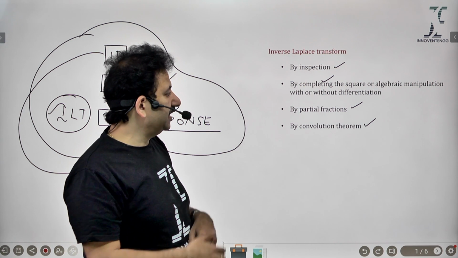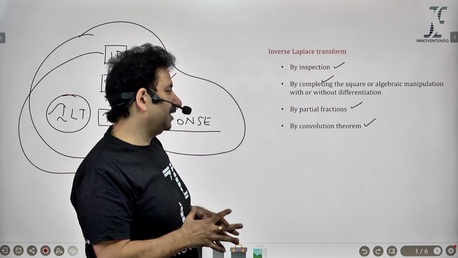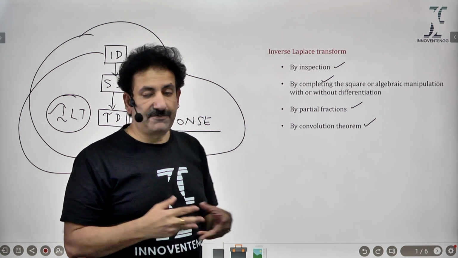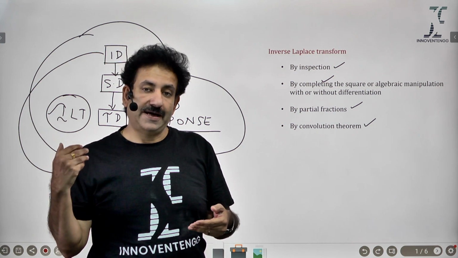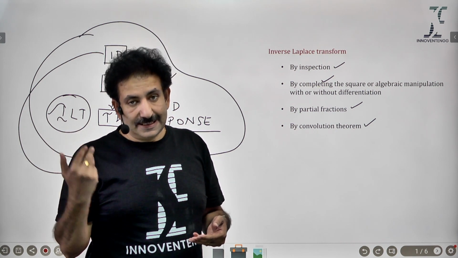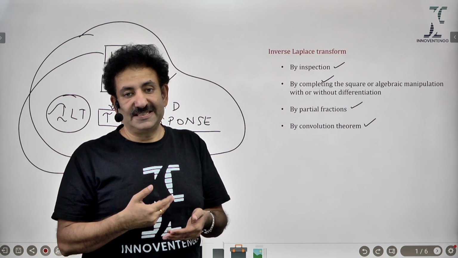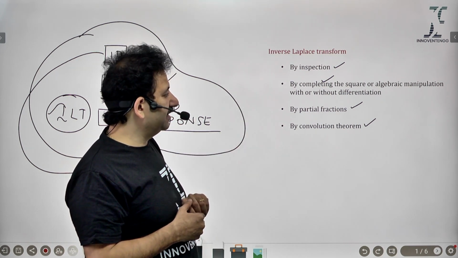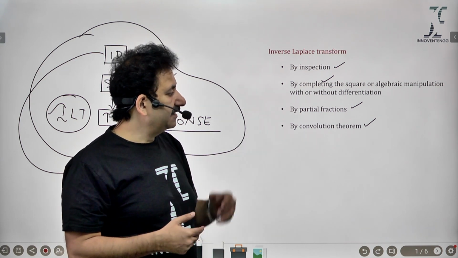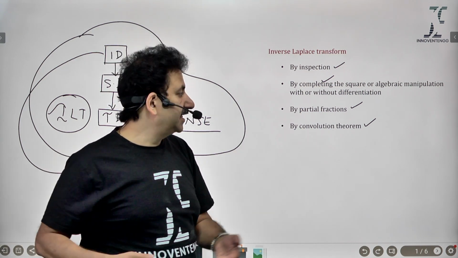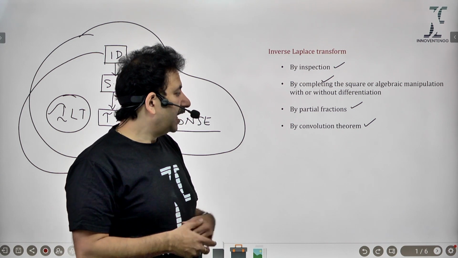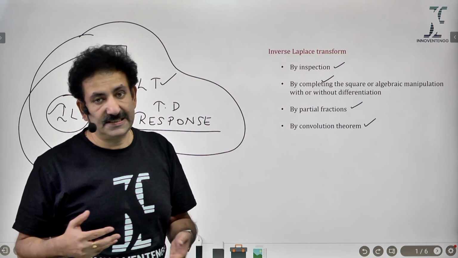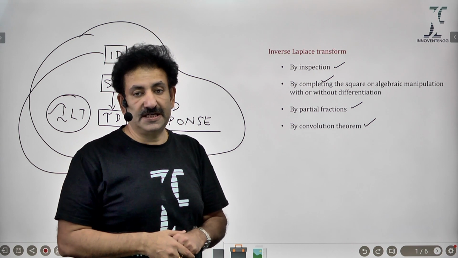So these are the methods. So under each method, we will try and solve a few problems so that you are absolutely trained for solving such problems. Because the moment you look at it, you first check whether it can be done by inspection. Second, whether I can differentiate, or without differentiating, can I complete the square? Or could I go for partial fractions, or should I necessarily go for convolution theorem?